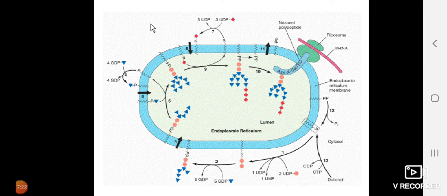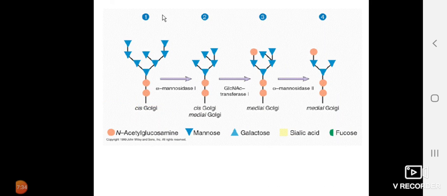Whenever this sequence of amino acids is present within the polypeptide chain, only at that asparagine will the transfer of this sugar tree take place. This is how the processing continues. In the cis Golgi, the removal of mannose units takes place by the enzyme mannosidases, the glycosidases, followed by addition of N-acetyl glucosamine by N-acetyl glucosamine transferase. Then mannosidase 2 further removes the mannoses.